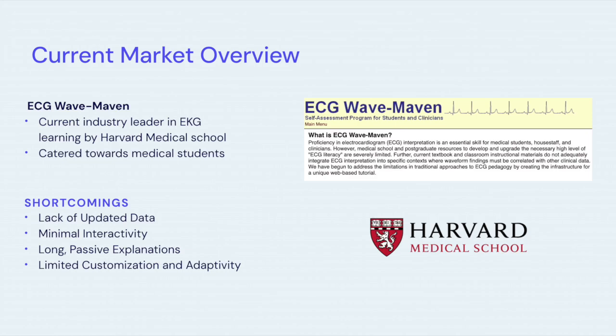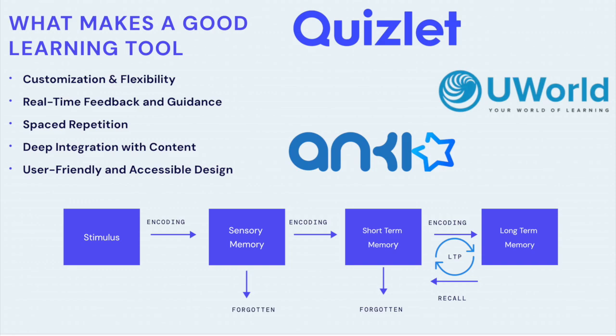The lack of interactive platforms, innovative learning tools, and limited personalization brings forth a necessity of a good learning platform that could overcome these problems. A good learning tool needs to be interactive and adaptable, with customization and flexibility at its core. Each learner has unique needs, so the ability to tailor content makes learning far more effective.